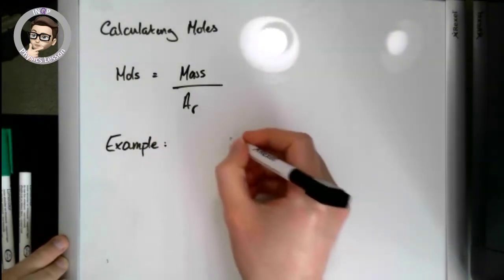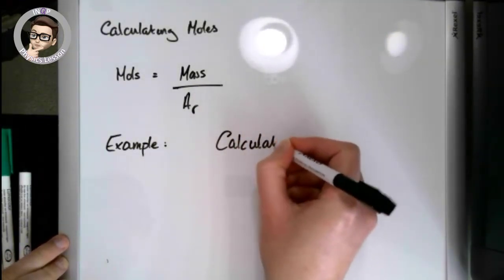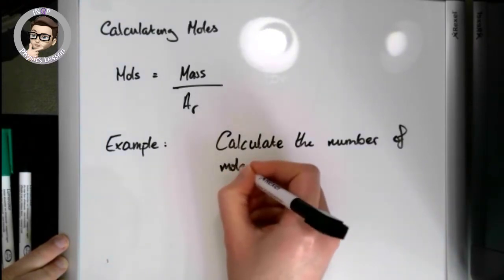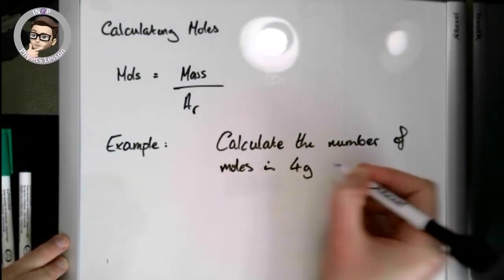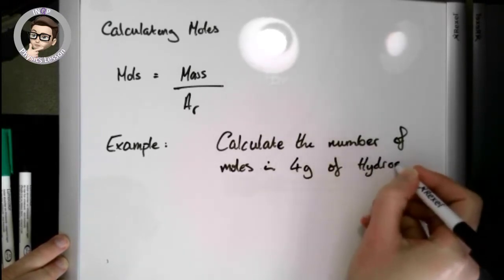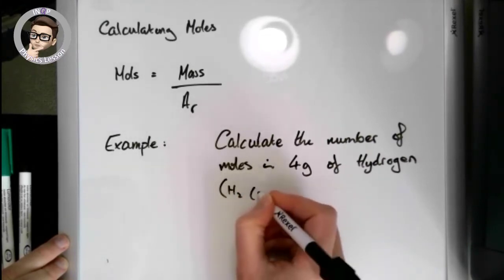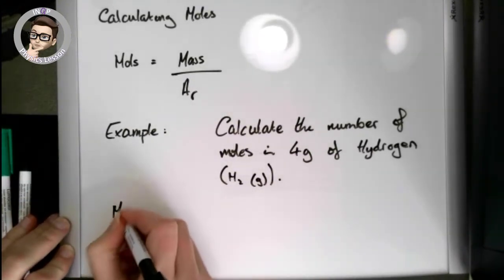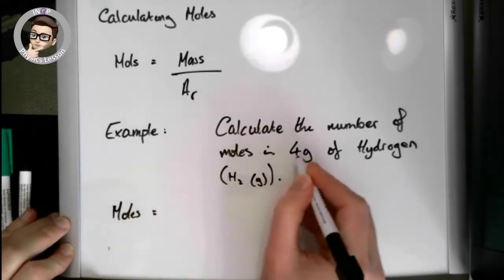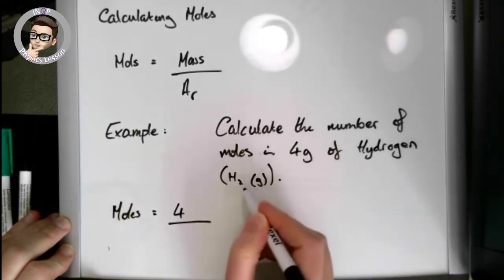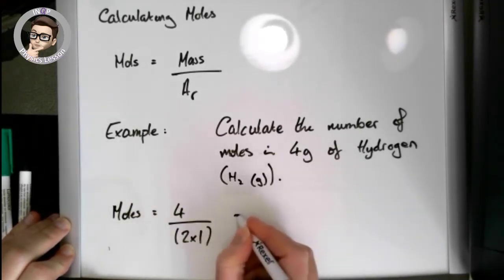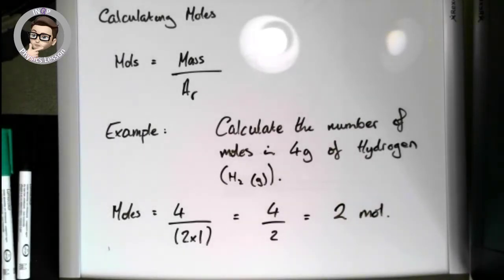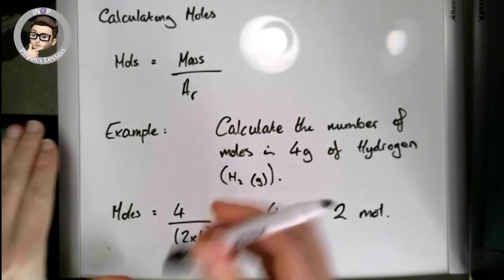In this case, we're going to calculate the number of moles in 4 grams of hydrogen. And let's consider that as H2 in the gaseous form. It doesn't have to be gaseous, but it could be gaseous in this case. So, coming to our answer, moles is equal to the mass, which is our 4 grams, divided by the relative mass of hydrogen, which in this case is going to be 2 times 1. So that's 4 divided by 2, which means we're going to have 2 moles of hydrogen as our calculation. So let's do another one to make sure we've understood it.